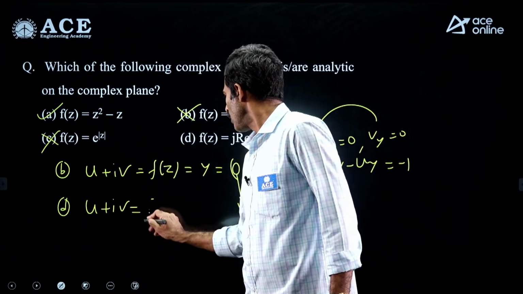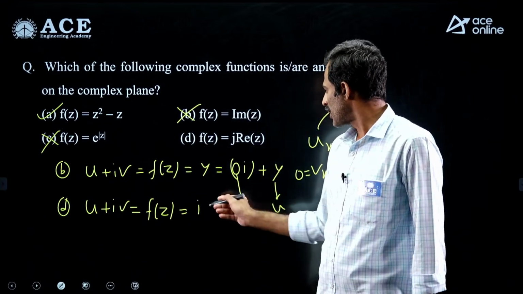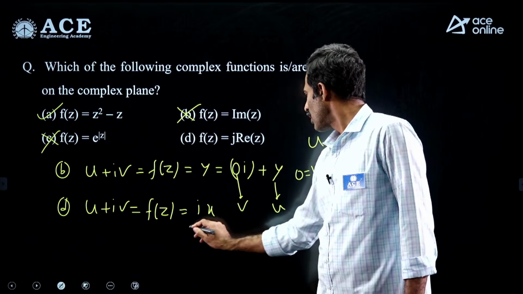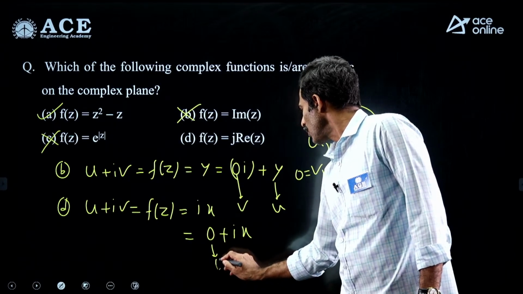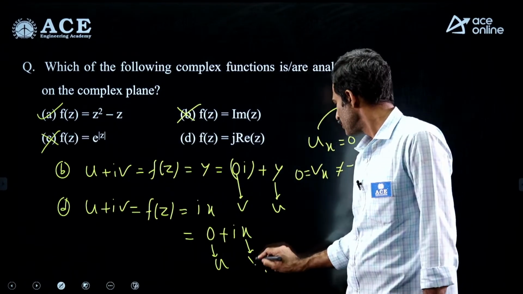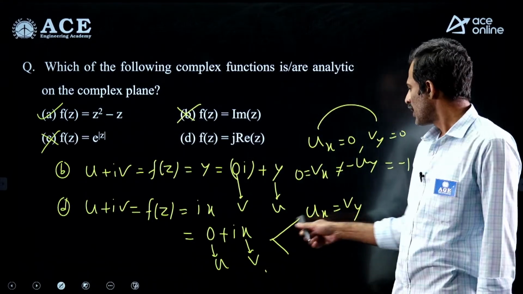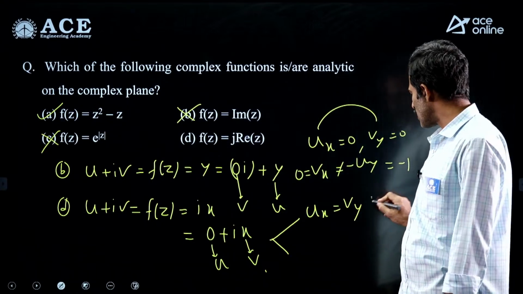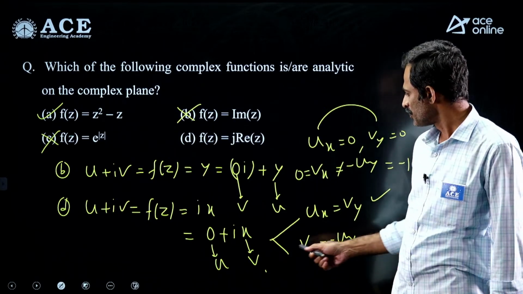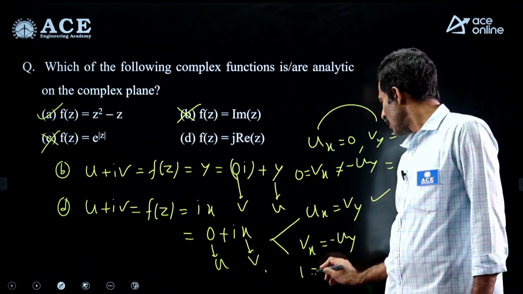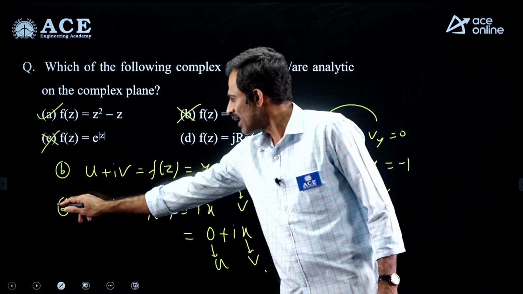u plus iv equal to f of z equal to i into, instead of j I am taking i, real part of z is x, or we write this as 0 plus i into x. This is the real part u, this is the imaginary part v, and we check whether the CR equations are satisfied or not. ux equal to vy: ux is 0, vy is 0, so the first equation is satisfied. Let us go to the second equation, vx equal to minus uy or not. vx is 1, and uy is 0. Again, it is not satisfied.